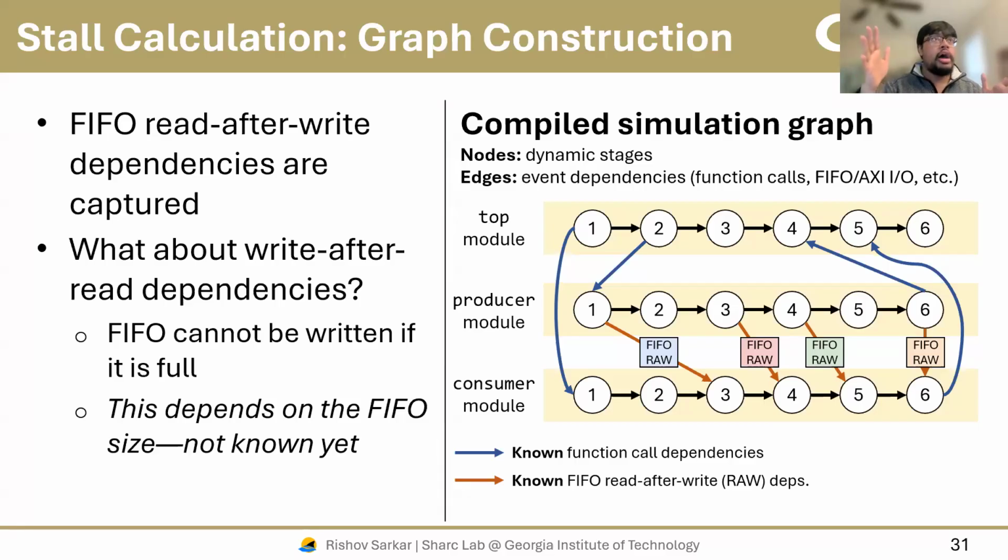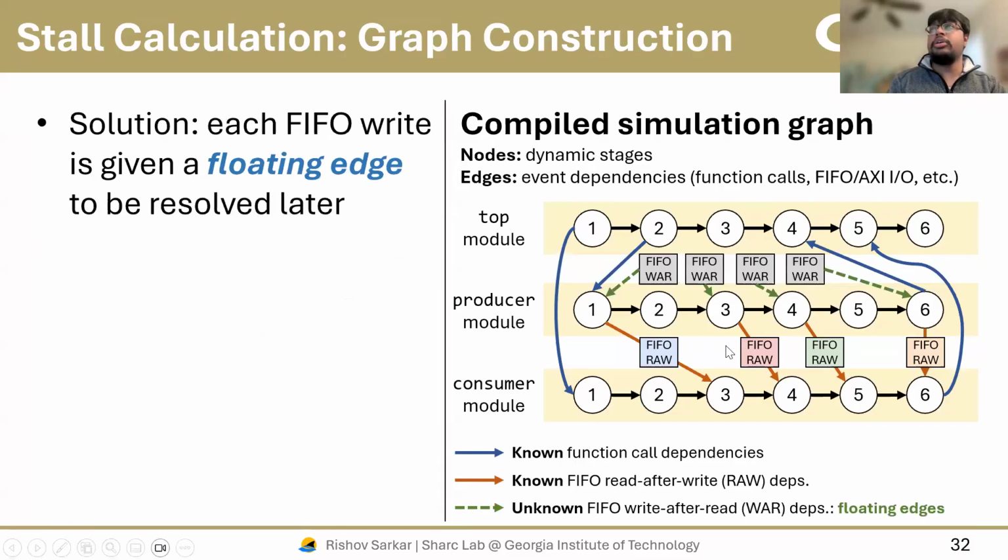If we have 30 elements in our FIFO and we have done less than 30 reads, and we haven't read anything from it yet, then we're going to have to wait until at least one of those reads happens in order for the write to proceed. Otherwise, the write will stall until the FIFO is no longer full. But of course, this depends on the FIFO size, which is not known yet.